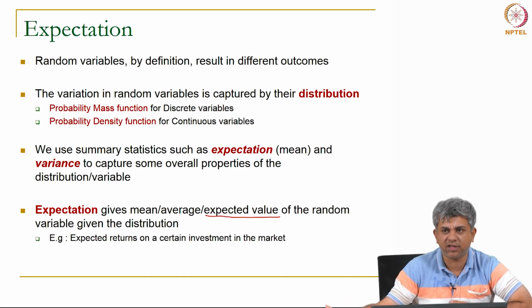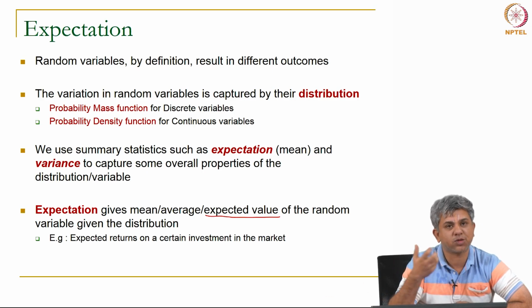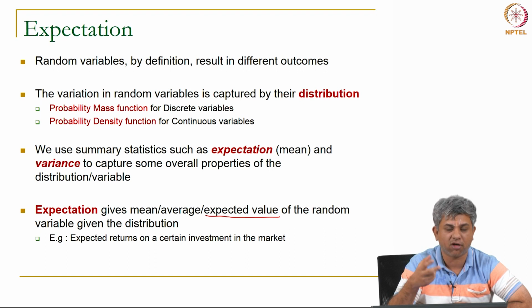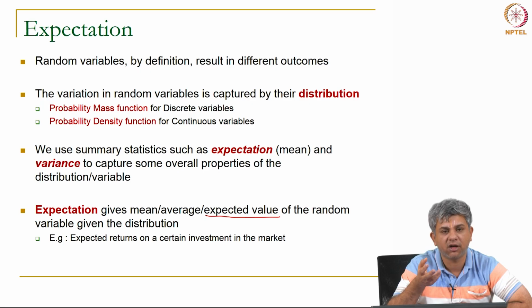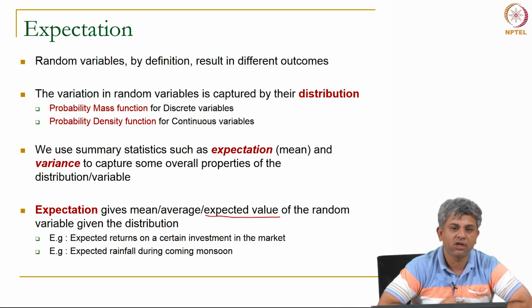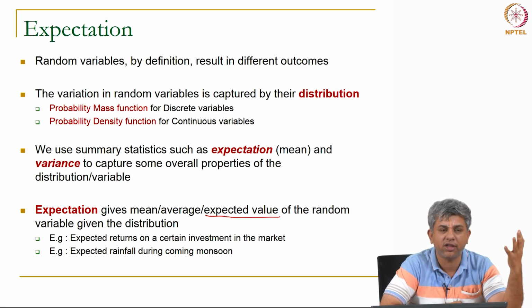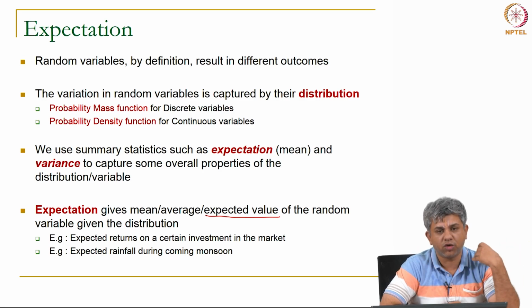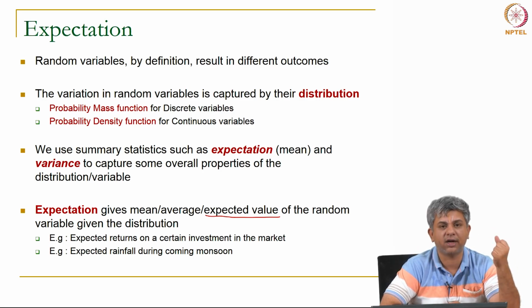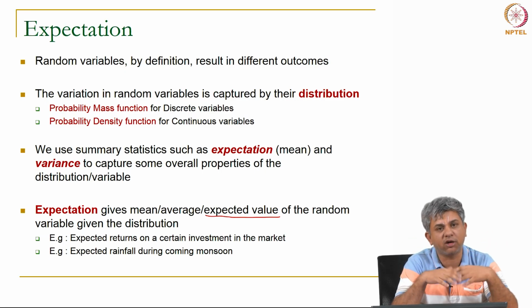Here are a couple of examples. You can say, I have invested in the stock market, what are my expected returns? Obviously, the returns are not fixed, it is a random variable, but nonetheless given a certain investment, what is my expected return from the stock market? Another example: I know that monsoon is going to hit, what is going to be the expected rainfall during the coming monsoon? You could ask questions of that sort. Again, this is a random variable, but overall you would still like to know, as a farmer might be interested in knowing, what is my expected crop yield.